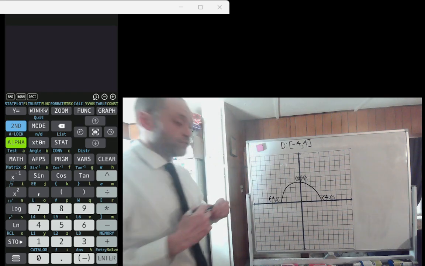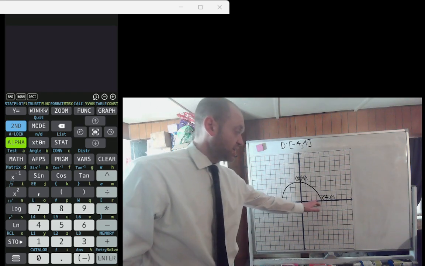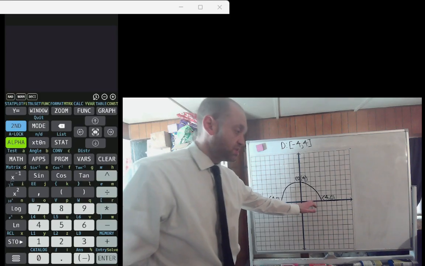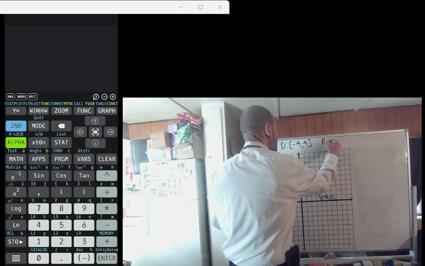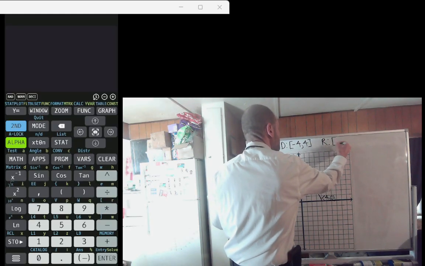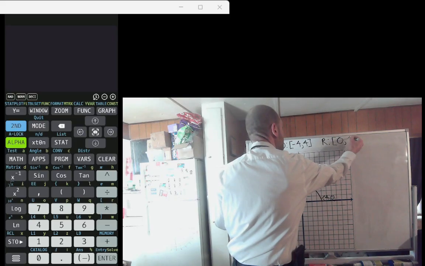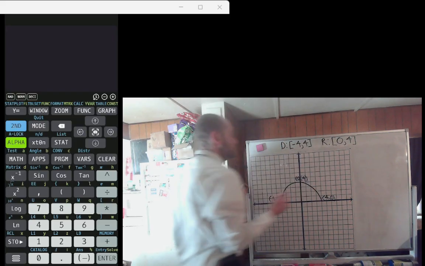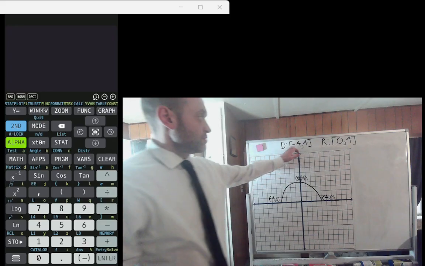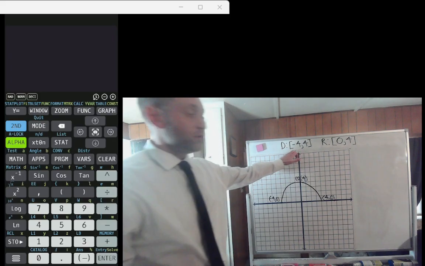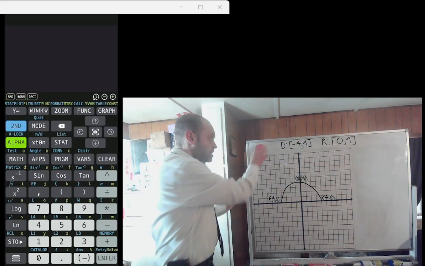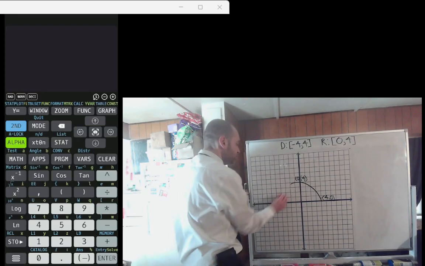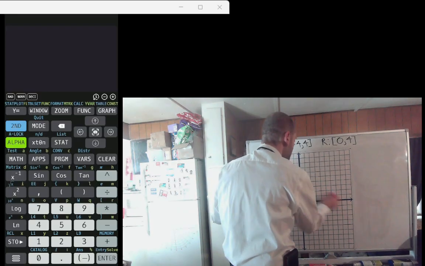Now what about your range? The lowest number you see in your range for your y value is 0. The highest number you see is 4. So your range in this case is going to be from 0 inclusive to positive 4 inclusive. So your domain would go from negative 4 to 4, both inclusive. Your range would go from 0 inclusive to 4 inclusive. Got one more for this, then we'll move on to the next topic about graphs.